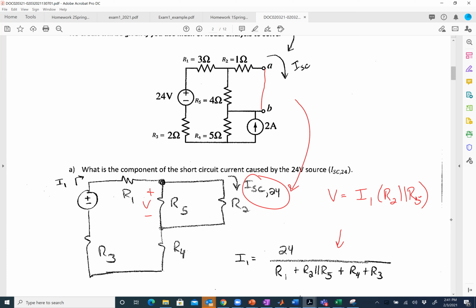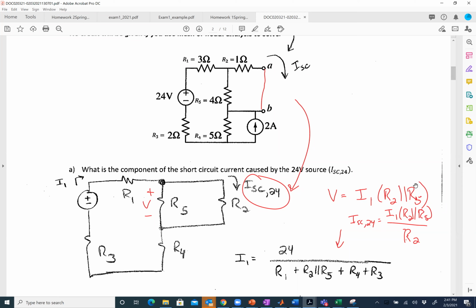All right, then if I want to figure out what ISC24 is, I know the voltage across that resistor. So I say ISC24 is simply that voltage, I1 times R2 in parallel with R5, all over R2, like that. Now, again, there's a formula that would exist for that, right? That would be maybe a little bit simpler, but for me, that sort of captures everything, right?